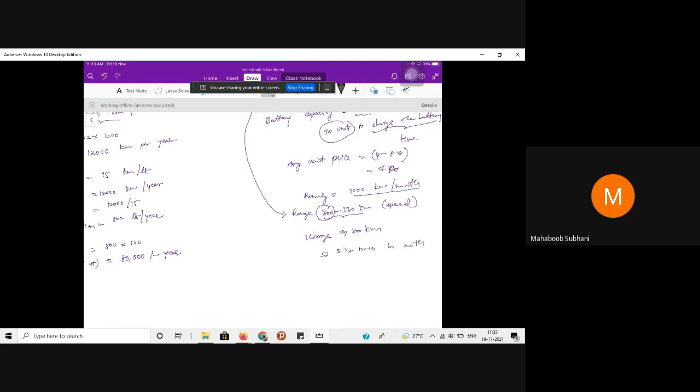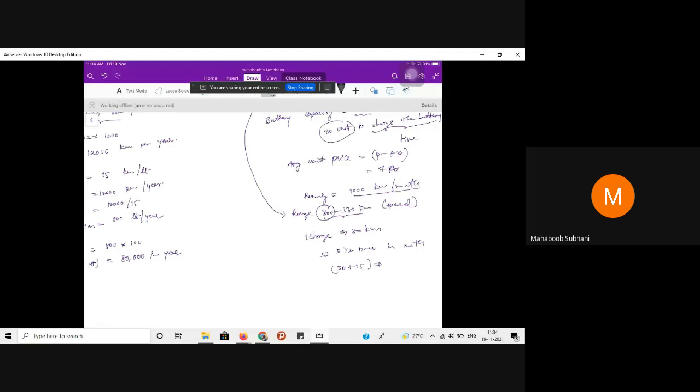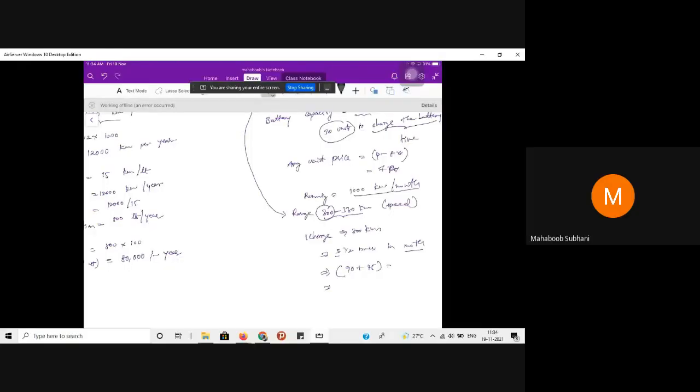Okay, it means 3 times, 3 into 30 units, 30 plus 15, total of... so 90 actually, sorry. So for one charge it consumes 30 units, 2 times 60, and then 3 times 90 units. So per month it is 90 plus half, that is around 45, right? So around 135 units per month.